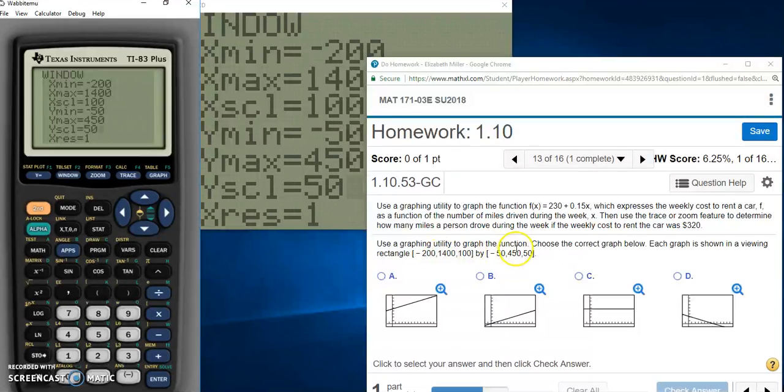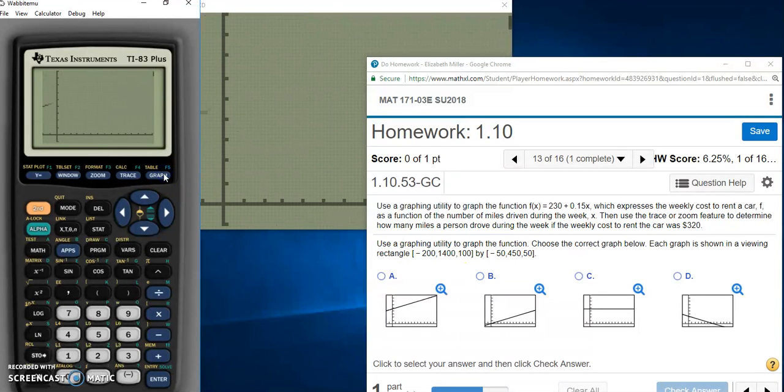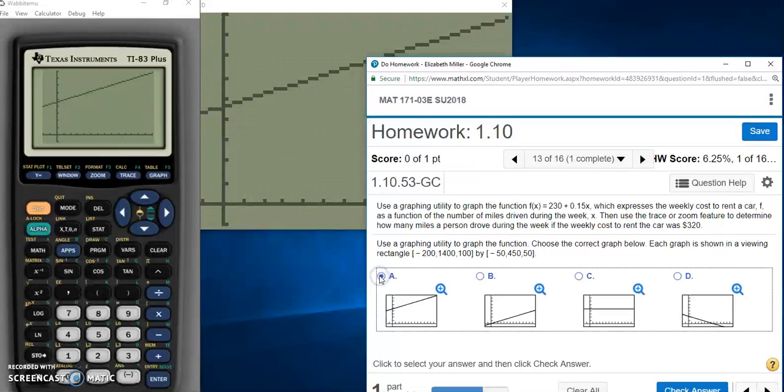Okay, so they gave you this, so you just type it in to match. And then you can see that it is using this function, right? Isn't that the one that matches? Yeah. So our answer is A.